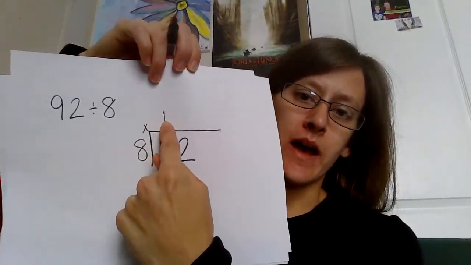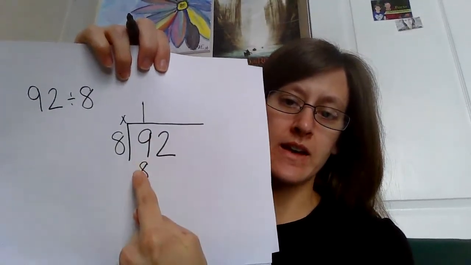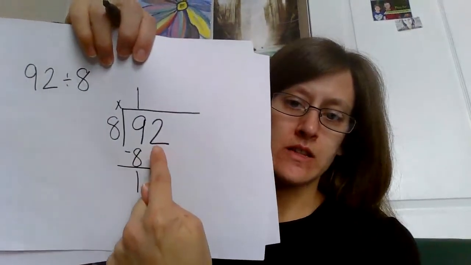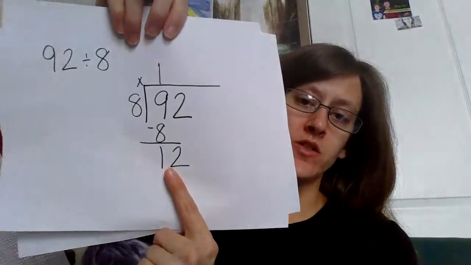Next is multiply. 1 times 8 gives me 8. That's going to go under 9. And then after multiply, you have sister subtract. So you're going to do 9 minus 8. That'll give you 1. After sister is brother bring down. So I'm going to turn that into a 12.